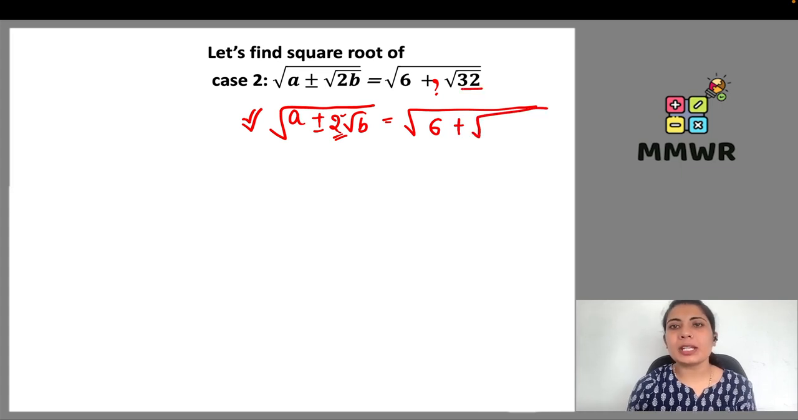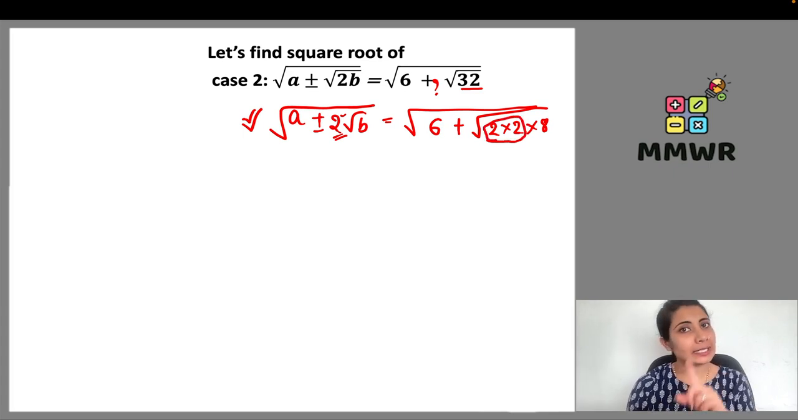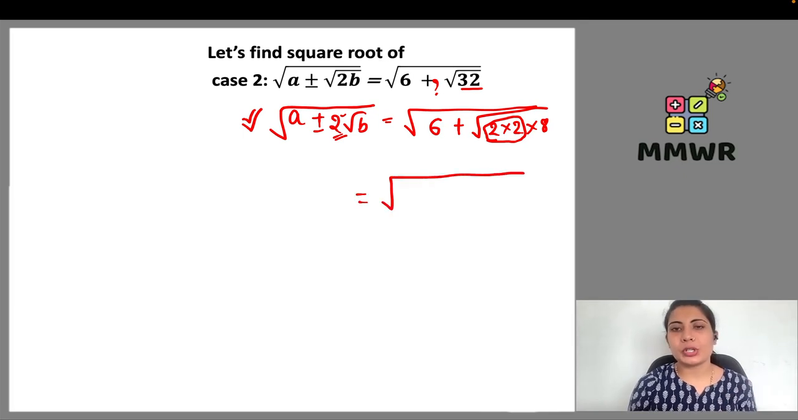So 32 can be written as 2 multiplied by 2 multiplied by 8. 2 2s are 4, 4 8s are 32. And we know one pair of the same number can easily be represented as a single number outside the square root. So 6 plus 2 root 8, right? 6 plus 2 root 8.